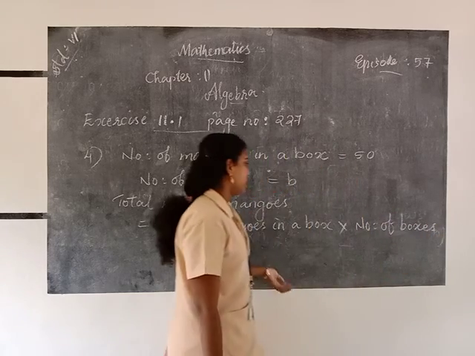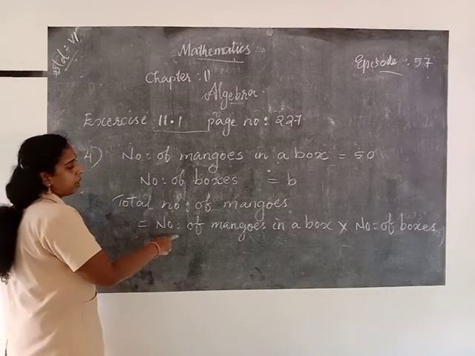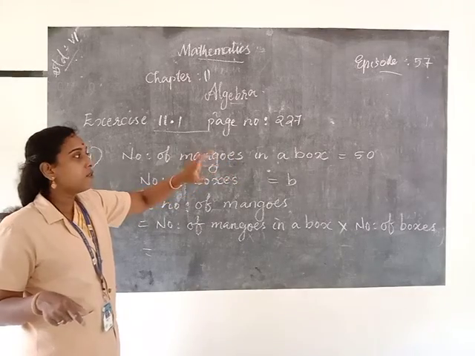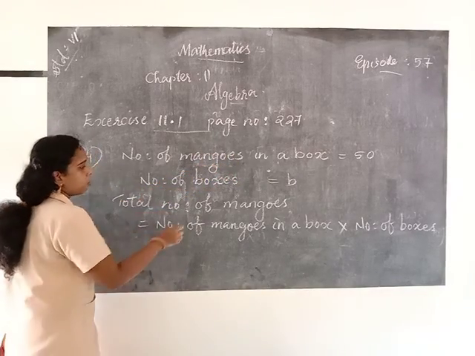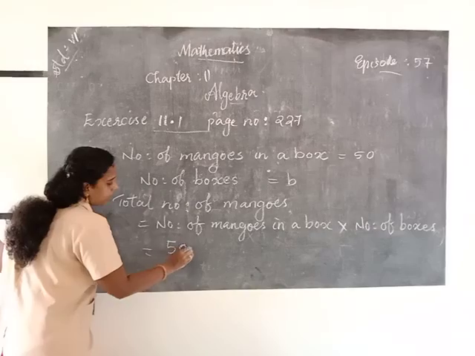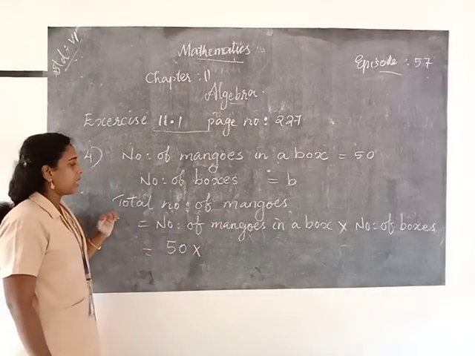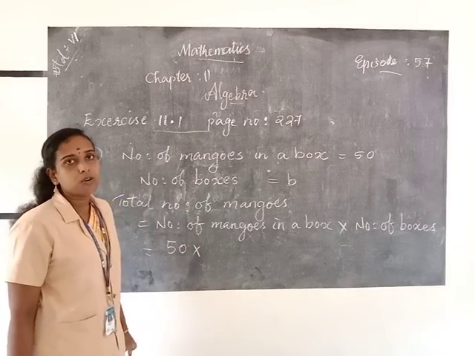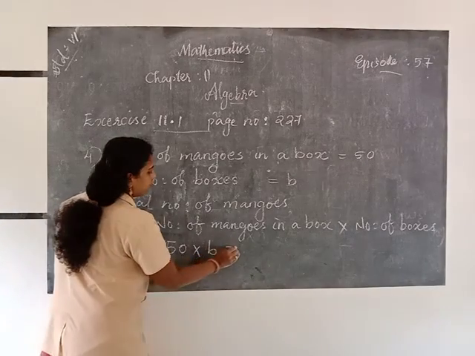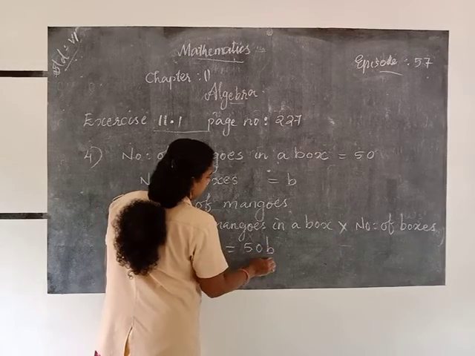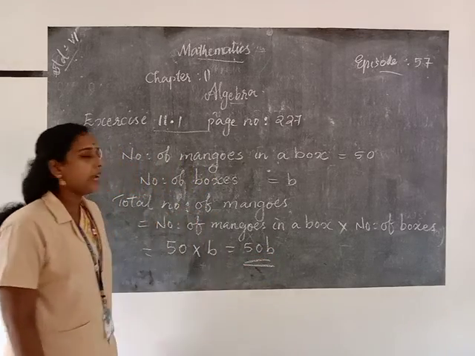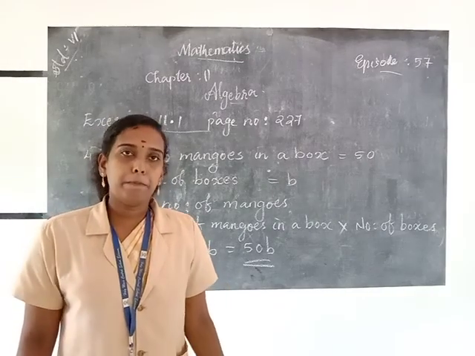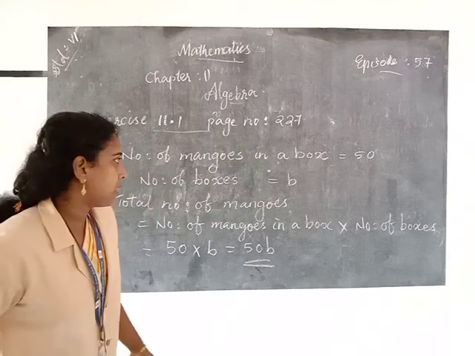Okay. So here the number of mangoes in a box, there are 50 mangoes in a box. So number of mangoes in a box is 50 into number of boxes. And here number of boxes is equal to B. Let B be the number of boxes. So 50 into B and we get 50B. So 50B is the total number of mangoes. The total number of mangoes is equal to 50B. Okay. Then the next question.